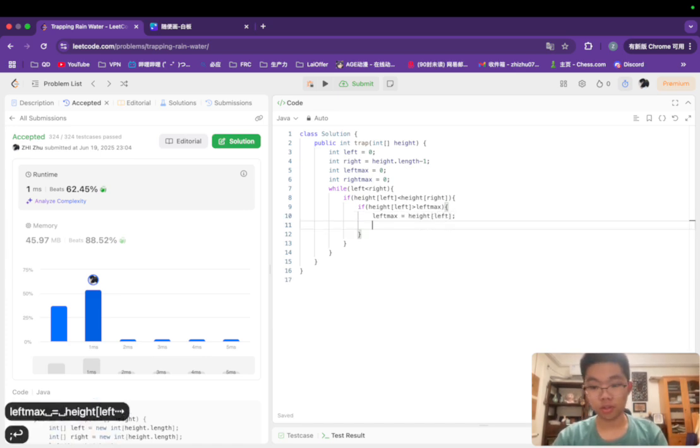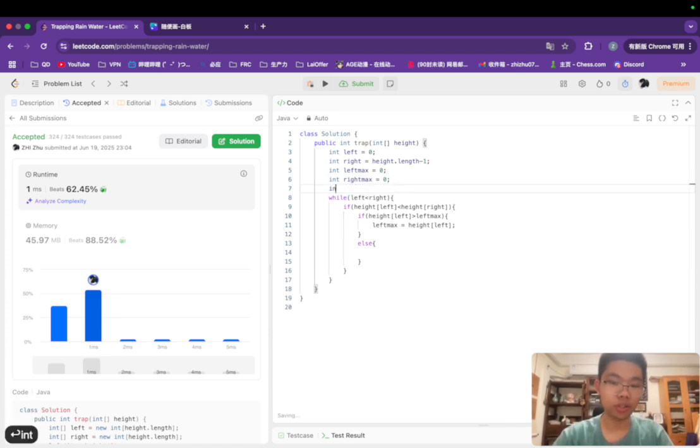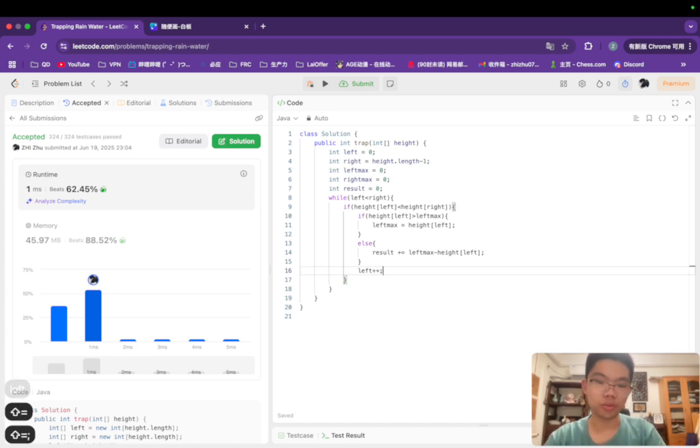Since this one is the highest one so far from the left hand side, there's nothing else on the left to help it trap water. So clearly this position cannot hold water. Else we calculate the water, so we also need a variable to hold the result. So the result plus equals left max minus height left, so we need to subtract it from the max, right? Okay, so here it is. And after doing so, remember to increment the pointer.